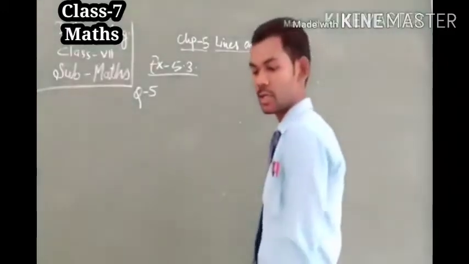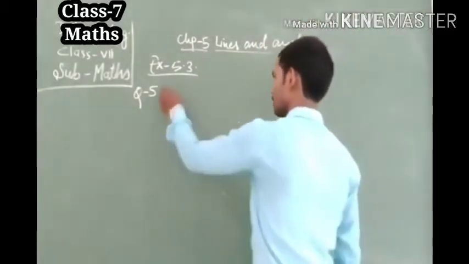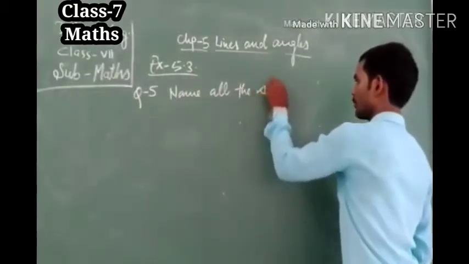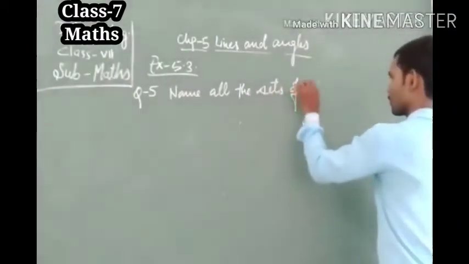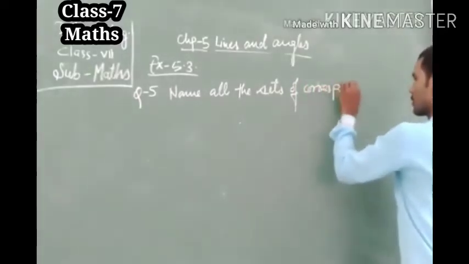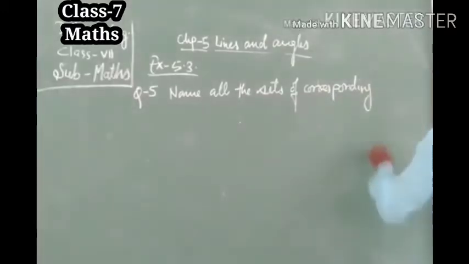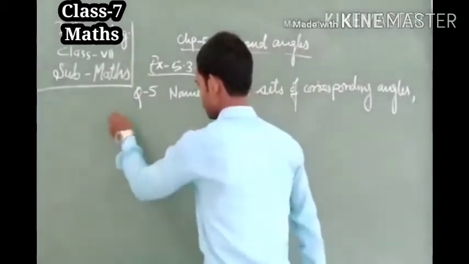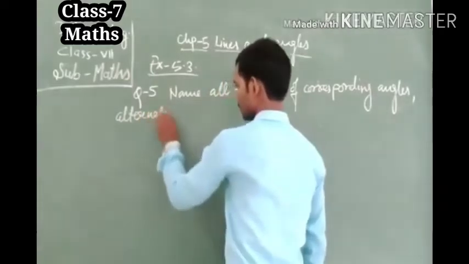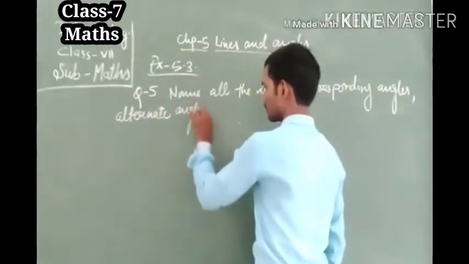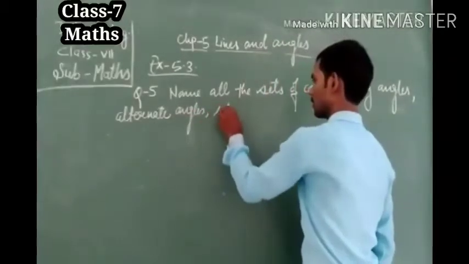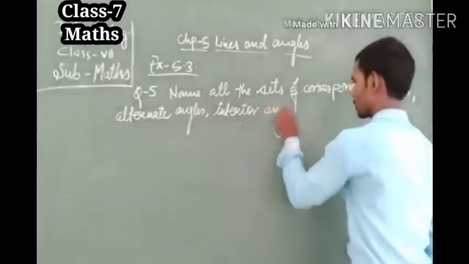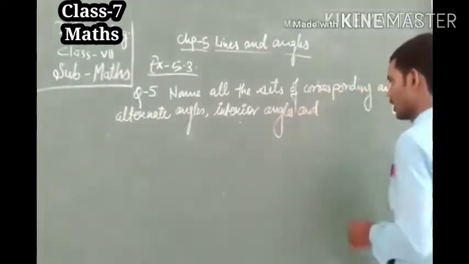The question is: name all the sets of corresponding angles, alternate angles, interior angles, and exterior angles.